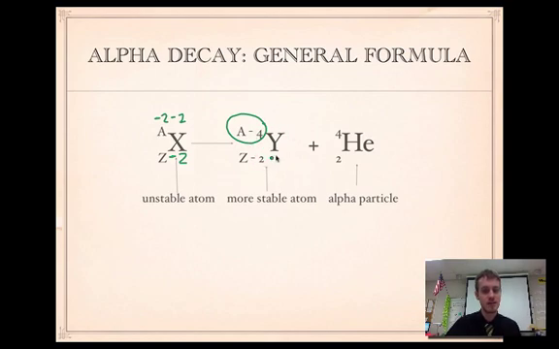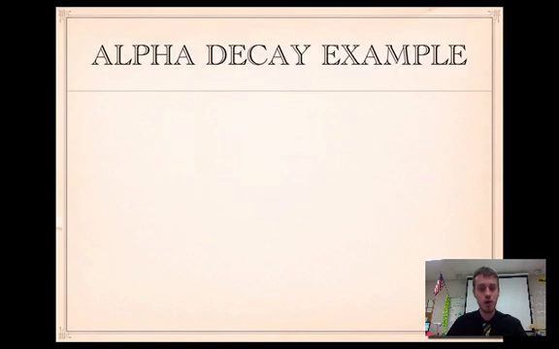Notice here how that gives me a completely new element. When I change my number of protons, I get a new element. So I'm going to have a more stable atom here, with a 4 subtracted from my superscript, a 2 subtracted from my subscript, and then I have to write out that the alpha particle was emitted. Looking at this formula, you know that it's balanced when I have the same number of protons and neutrons, the same number of particles, on both sides.